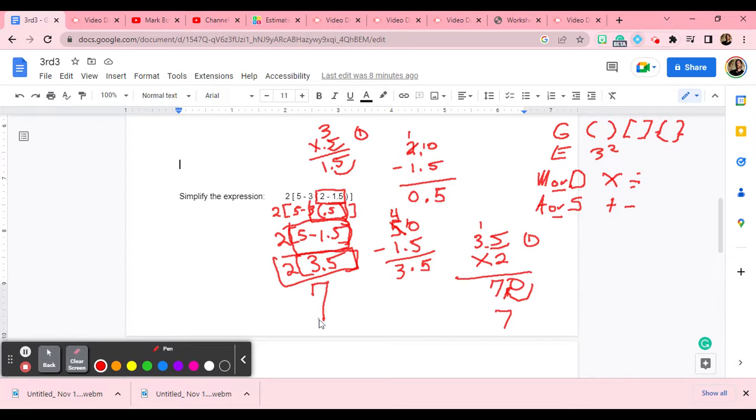And that is how you simplify. Simplify using GEMDAS with both parentheses and brackets, and numbers on the outside of those brackets without an operation sign.